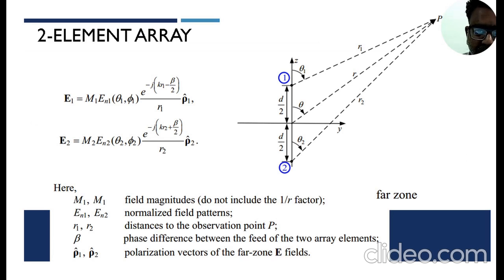This is a figure of a two element antenna array which focuses on a single point source. E1 and E2 are the normalized field patterns, where M1 and M2 are the field magnitudes, and R1 and R2 are the distances from the observation point P, and beta is the phase difference between the feeds of the two array elements, and P1 and P2 are the polarization vectors of the far field zone.